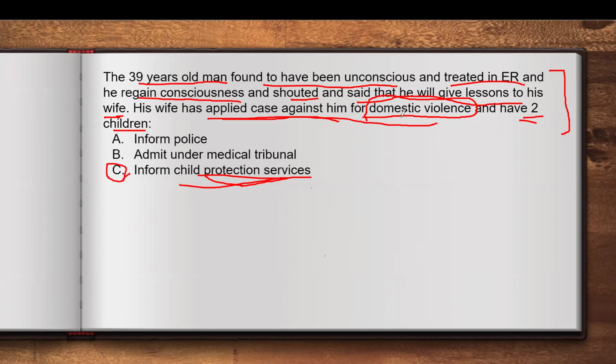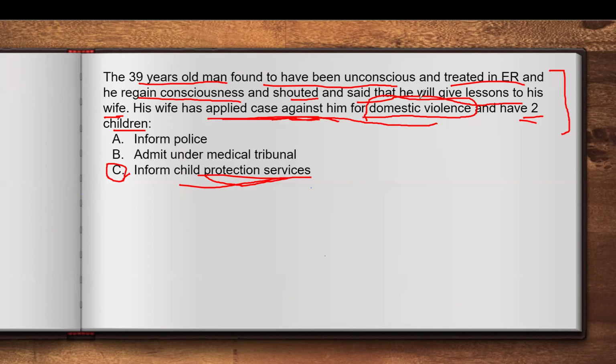Why? Because this wife has already made a case against him. If it was a first episode, then we would recommend the wife that she can inform the police. We do not usually inform the police on behalf of the partner in case of domestic violence. We usually recommend them, we give them the numbers of support groups and all the important contact information, and we say that whenever you feel unsafe or you feel like there is some threat in your home, you have to call this number. You can go there.